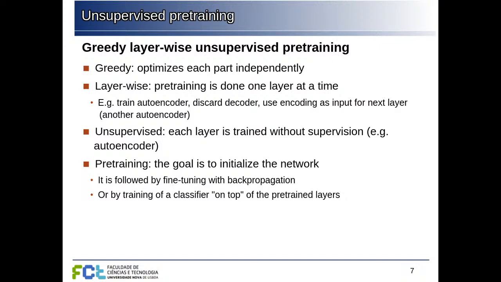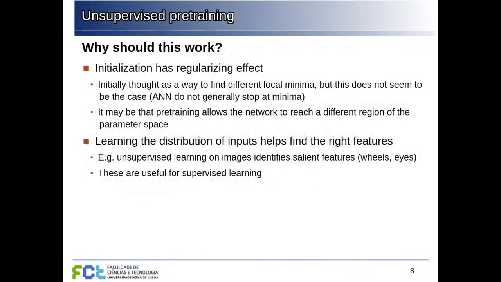And afterwards, we bring them all together and just fine-tune everything with backpropagation. So this was a good way to go around the problem of vanishing gradients. But nowadays, this is no longer necessary because if you use rectified linear units and things like that, then you no longer need to do this kind of pre-training.